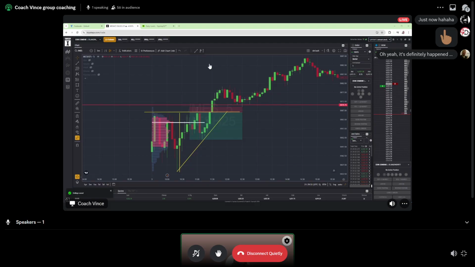PK. What is that? That is a pennant formation. On Coach J's, that's a pennant formation. It's a consolidation type pattern, so it's going to break in one direction or the other at some point.